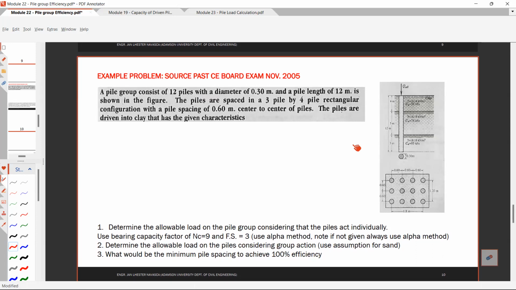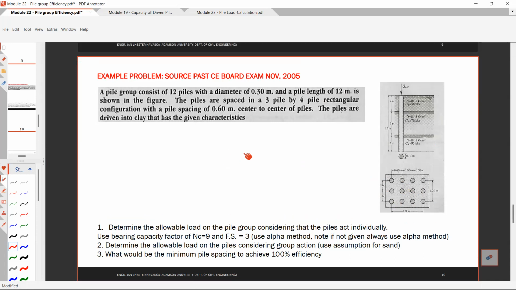So a pile group consists of 12 piles with a diameter of 0.3 meters and a pile length of 12 meters, as shown in the figure. The piles are spaced in a 3 pile by 4 pile rectangular configuration. So ito siya, it has 3 rows and 4 piles in columns. Okay, 3 rows and 4 columns, and the pile spacing is 0.6 meters center to center. The piles are driven into clay that has the given characteristics.